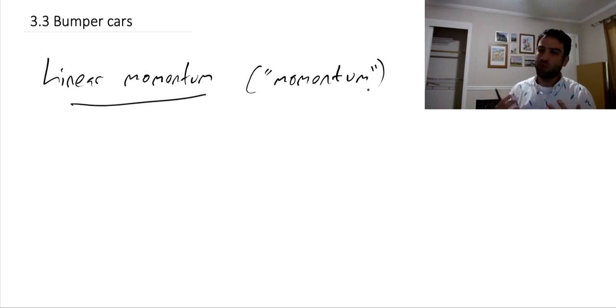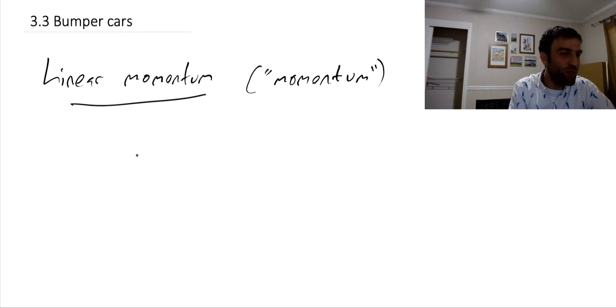But we know from our daily experiences that there's something directional about how collisions work, right? If you're sitting at a red light and you get rear-ended, your car doesn't suddenly lurch backwards or to the left or to the right. It lurches in the direction that it was just hit, right? So there's something directional about how collisions work, and it turns out there's a conserved quantity associated with that directionality. And that conserved quantity is called the linear momentum.